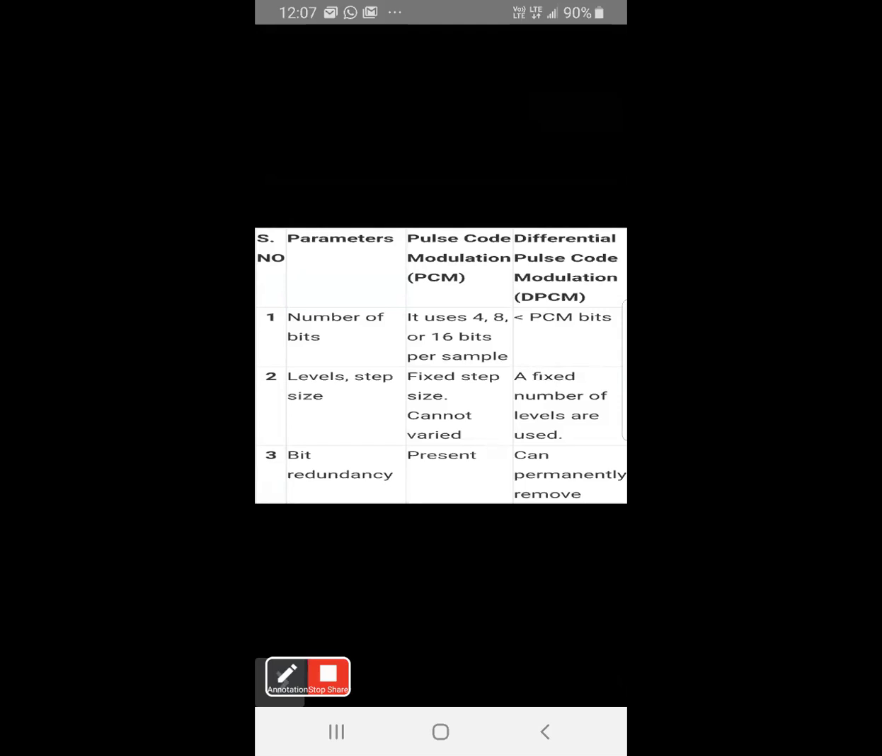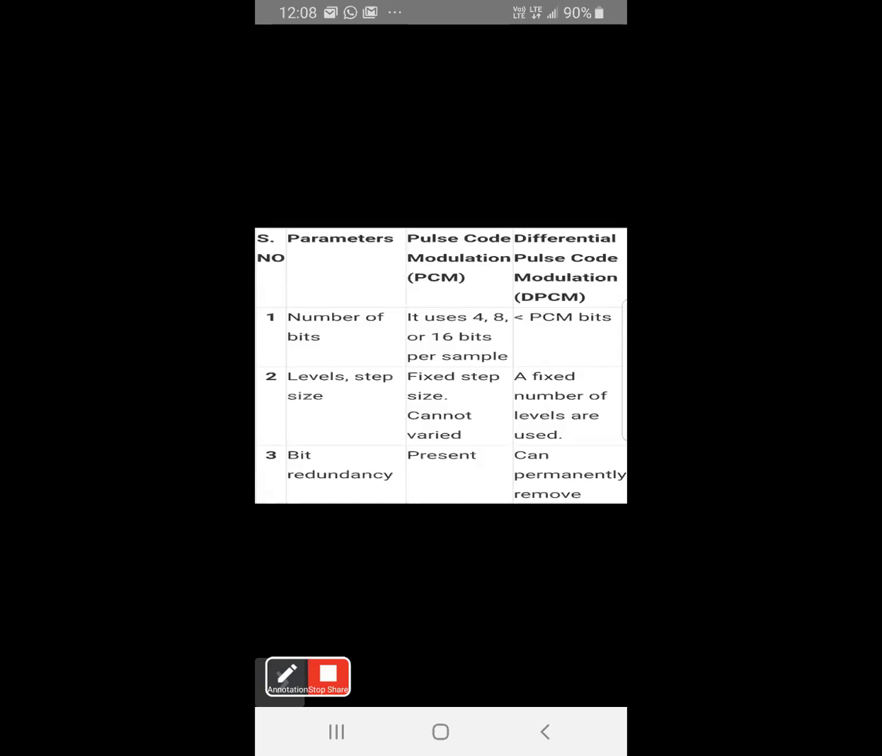Differential pulse code modulation always chooses a smaller number of bits than PCM, fewer bits, because we reduce the number of bits whenever we go for differential pulse code modulation.